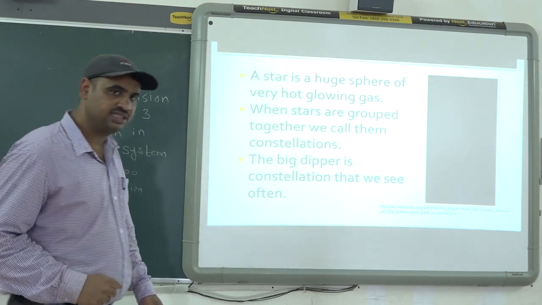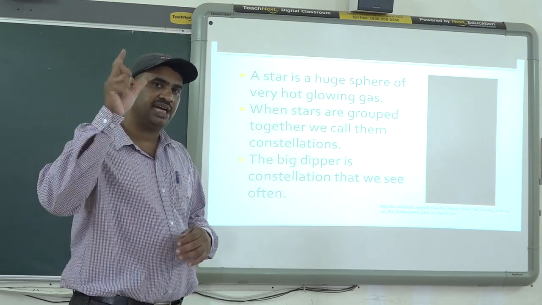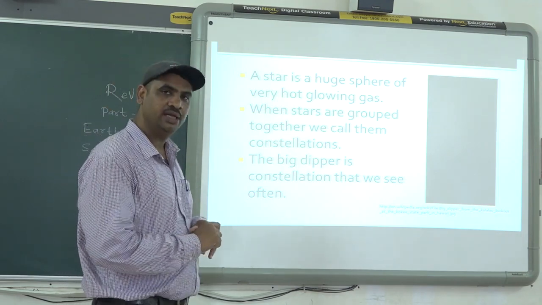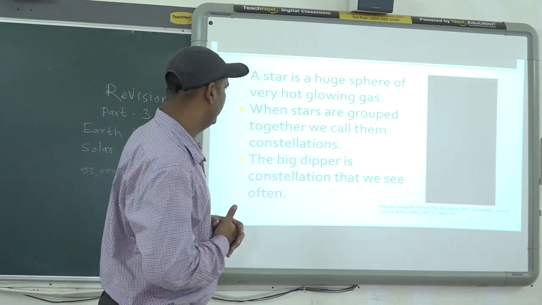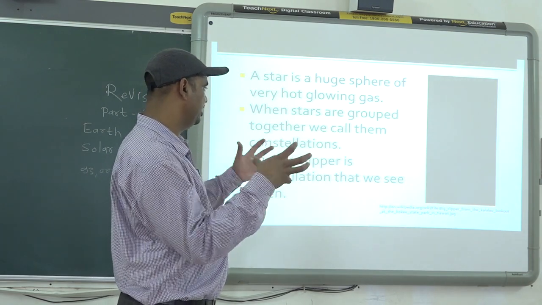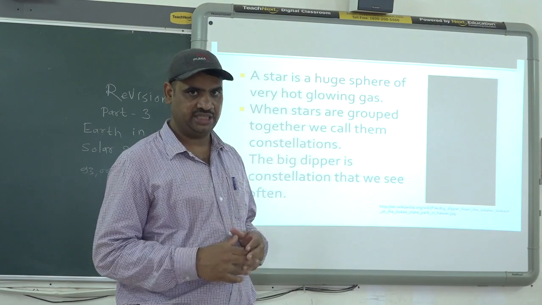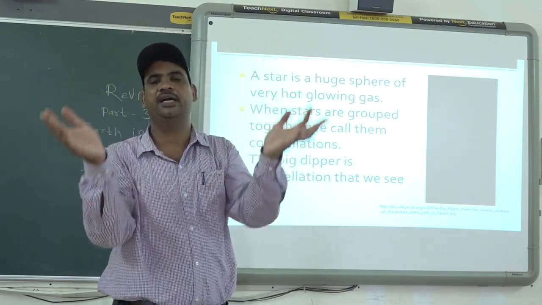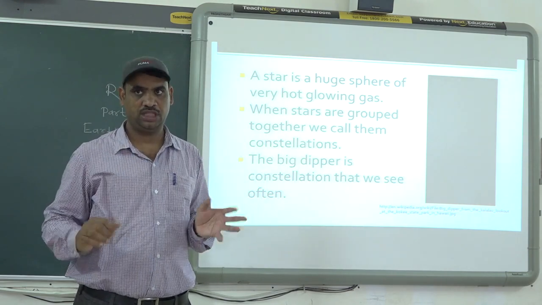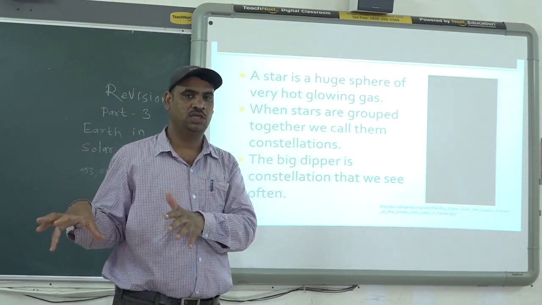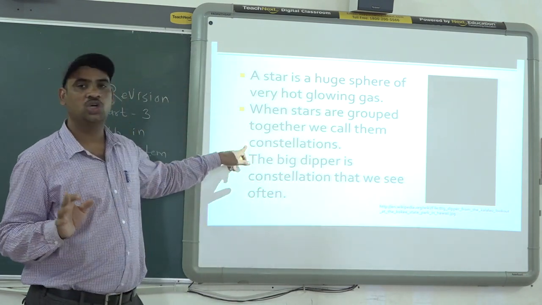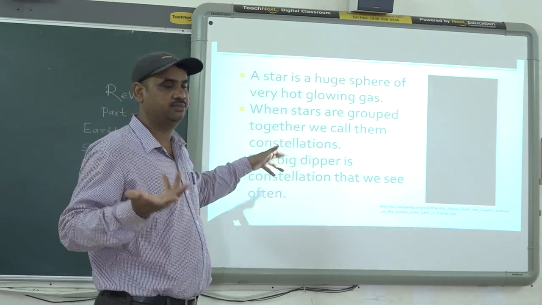Next point is stars. You know that a star is a huge sphere of very hot glowing gases. When stars are grouped together, we call it a constellation. In the previous part we discussed constellations. A constellation is a pattern of stars coming together. They create different shapes, and those shapes are called constellations.